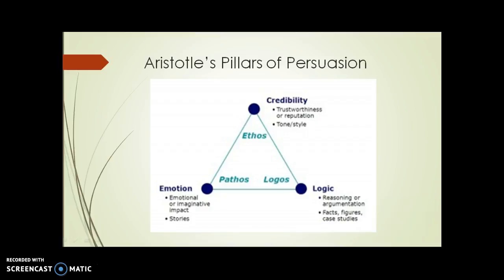In this particular lesson, we're going to be talking about ethos and pathos. We're also going to be talking about the use of evidence. Now, the use of evidence links our credibility, our ethos, to our logic, our logos. So, let's first tackle ethos.